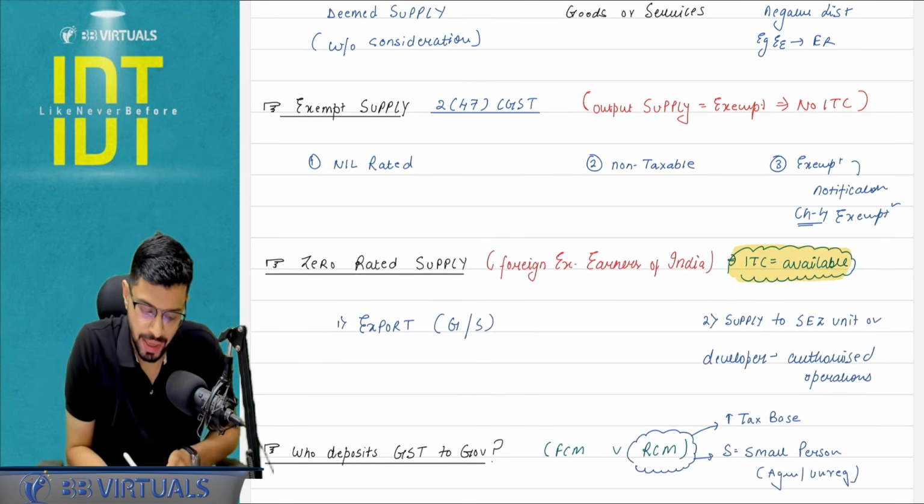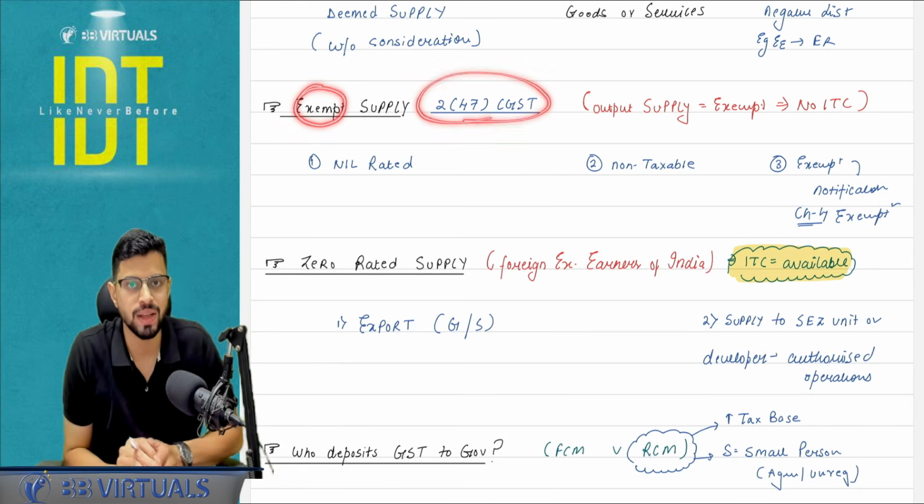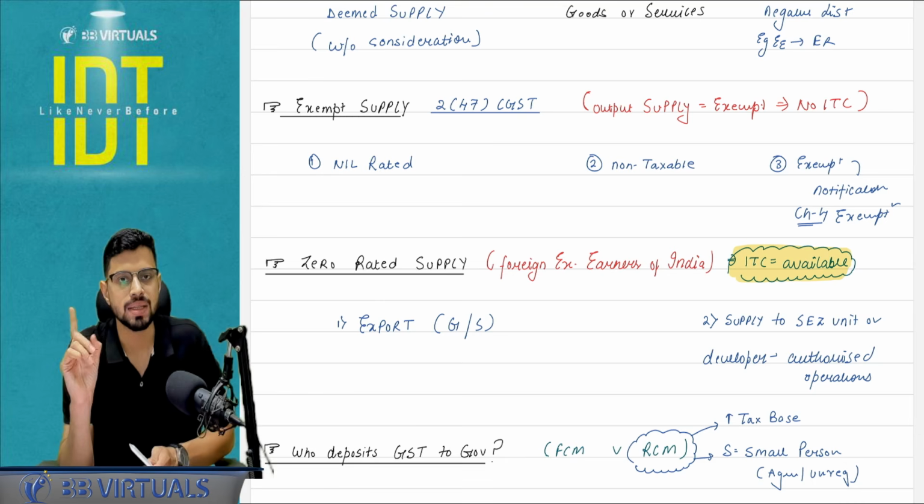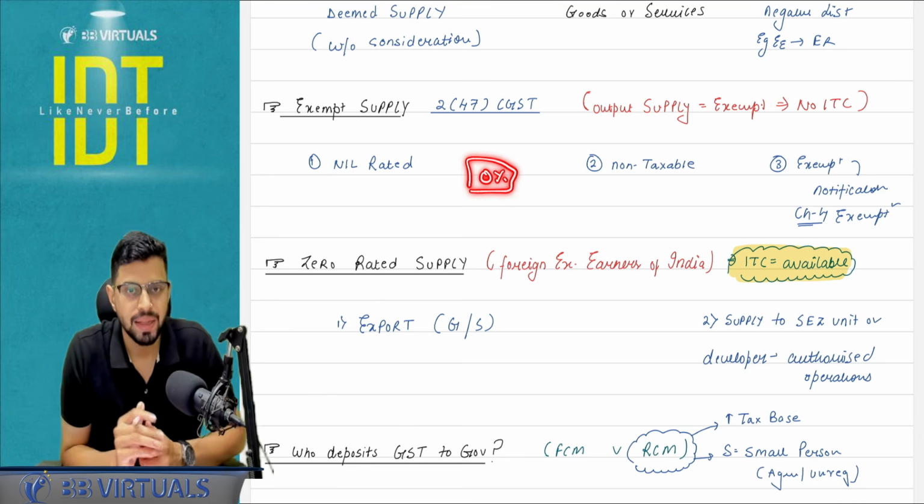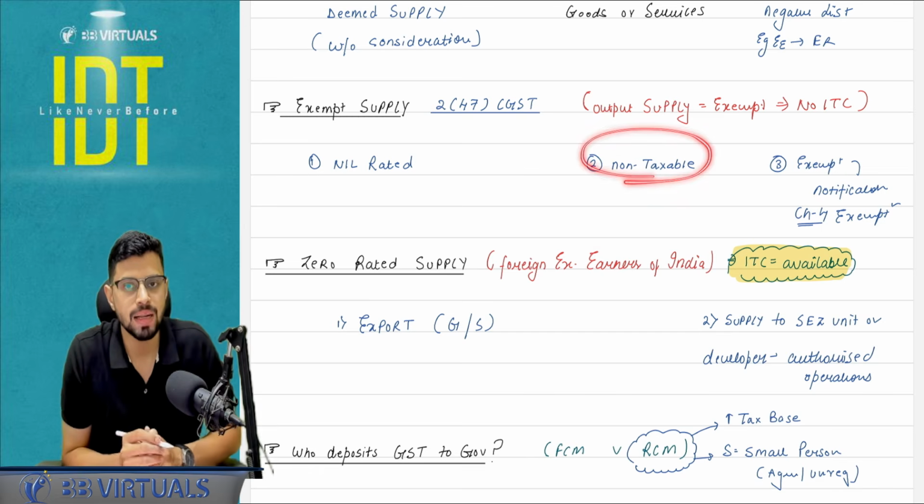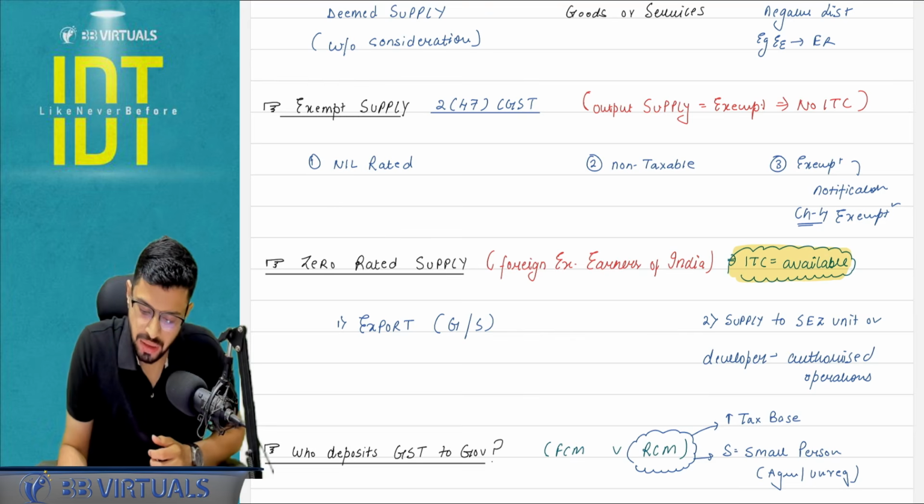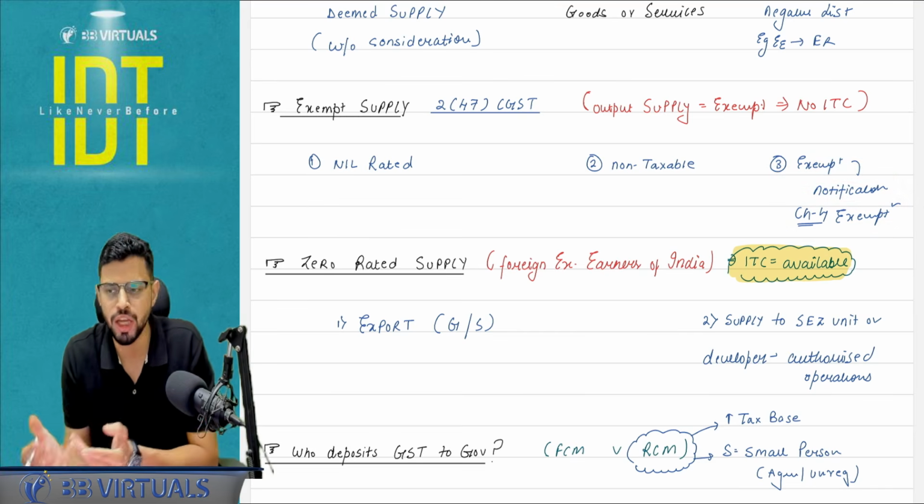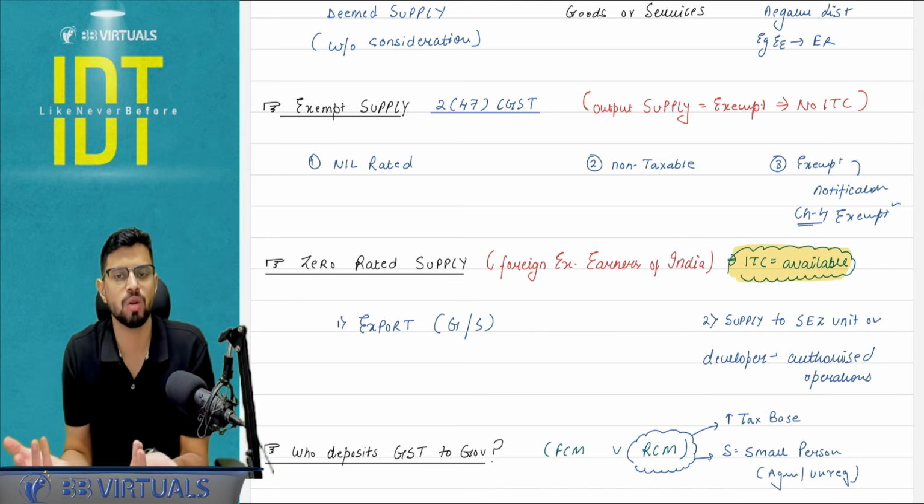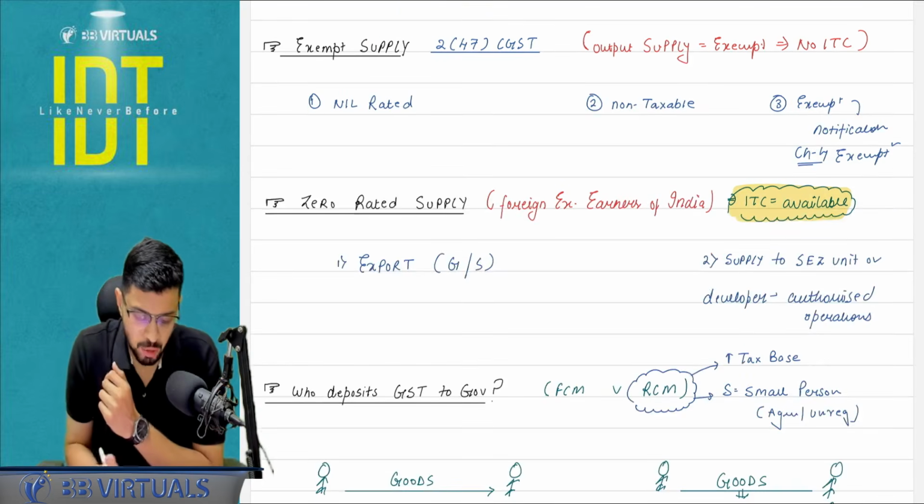Then we talked about the exempt supply, that is section number 2, clause 47. Exempt supply means 3 things. Nil rated supply, that is the rate is given but it is 0. Non-taxable items, that we just now covered. And third is exempt via notification. So for example, chapter number 4, there is an exemption notification, or tomorrow it might be some other notification as well. Okay, now zero rated supply.